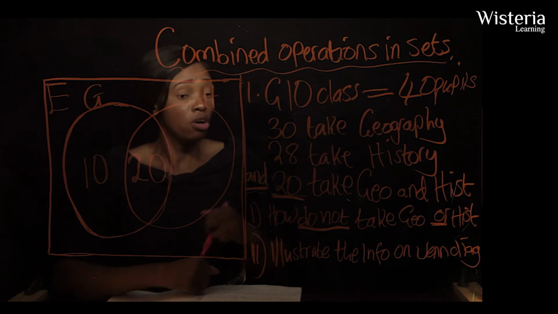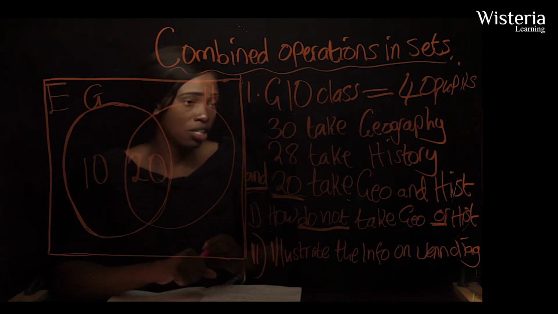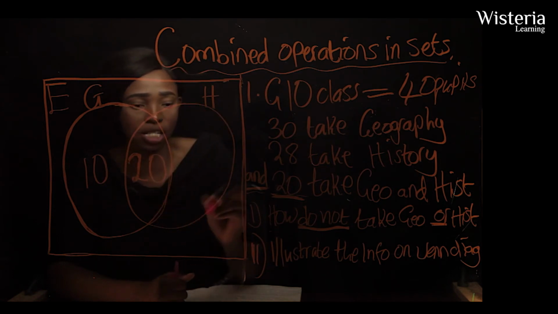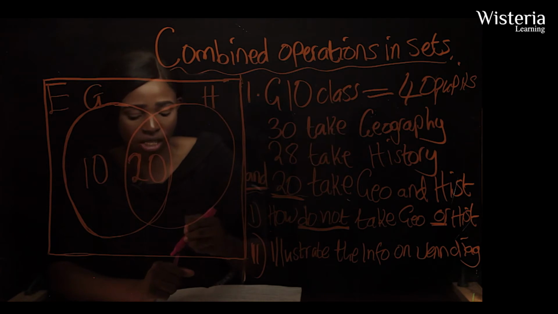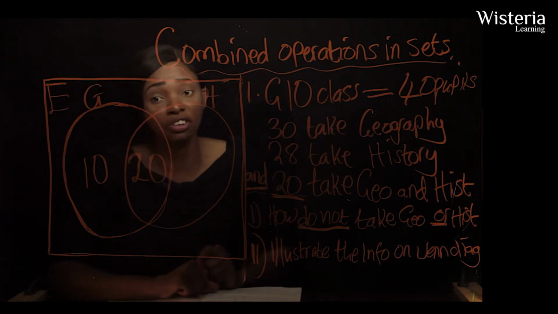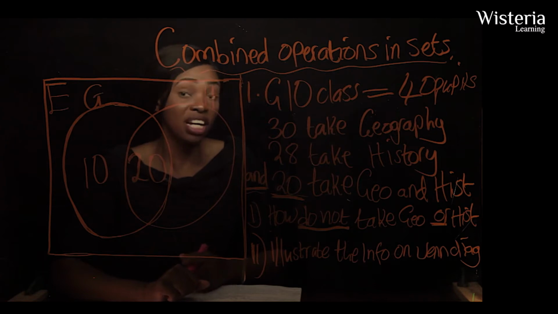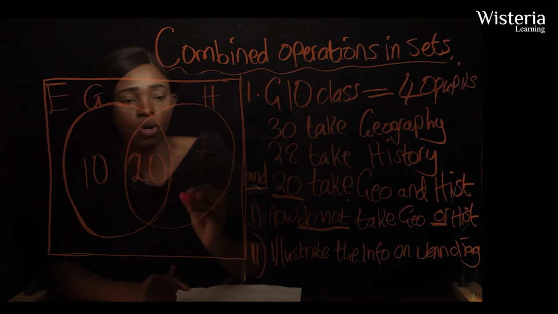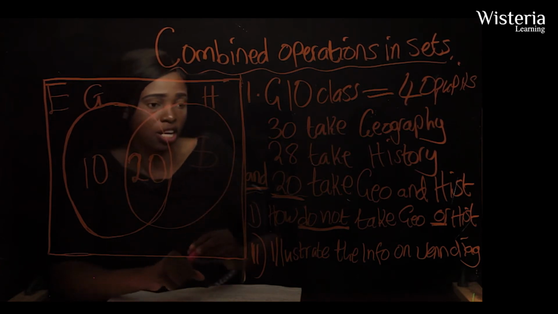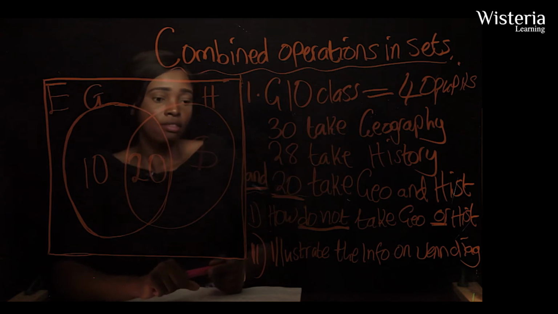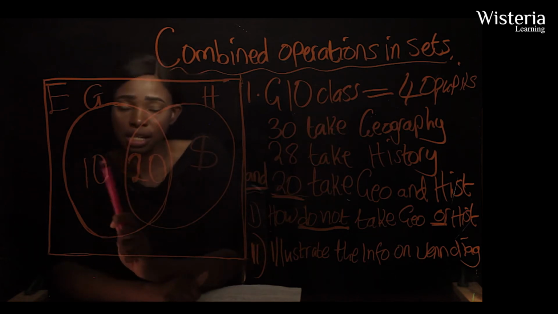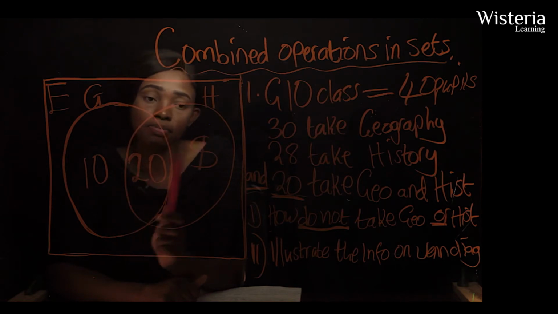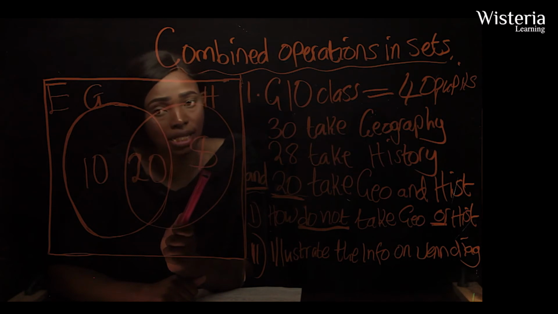Then we are told 28 take history. Already we have 20 that have been put inside history. So how many are remaining for us to make 28? We have 8. So 8 there, so that when we add 20 plus 8, we get 28. Then we can add from here: 10, 20, which will give us 30. 30 plus 8 will give us 38.